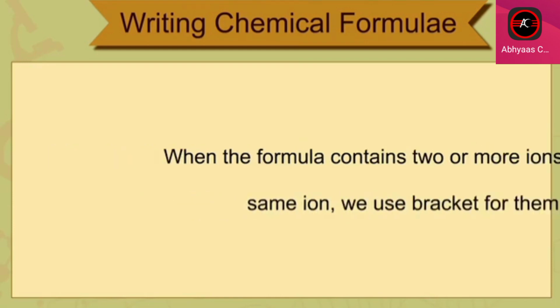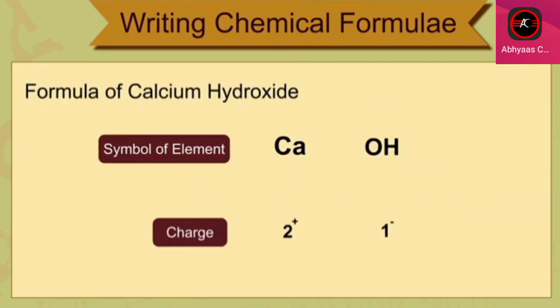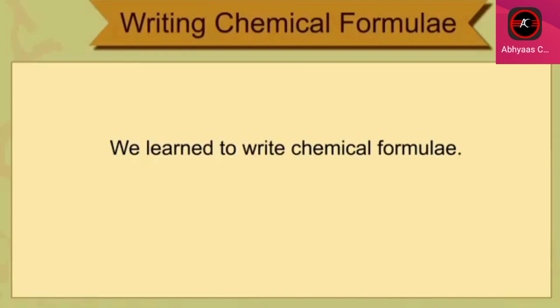When the formula contains two or more ions of the same kind, we use brackets for them. For example, the formula for calcium hydroxide is Ca(OH)2 and not CaOH2. Here, the bracket around OH with a subscript 2 indicates that there are two hydroxyl OH groups joined to one calcium atom. In this video, we learned to write chemical formulae.